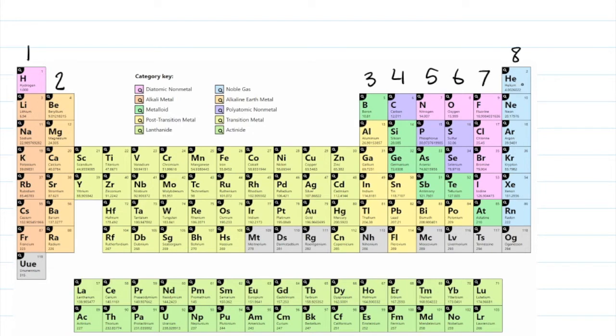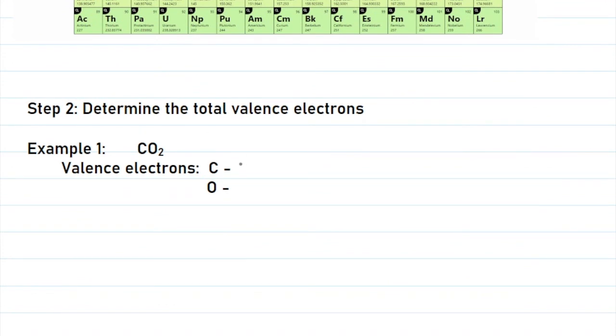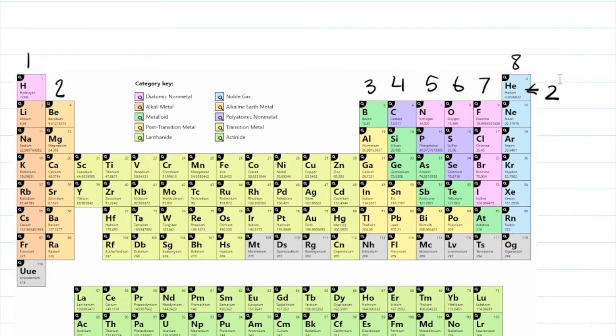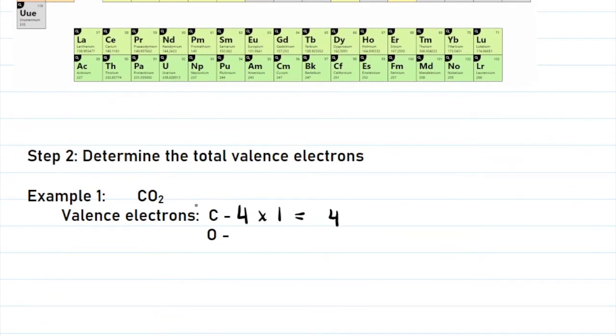And for He, helium, there is an exception. Instead, this will be 2. So this is the amount of valence electrons each group has. For C, there's 4. So if you go back down here, there's 4 times 1, because there's only 1 carbon, which is just 4. And then for oxygen, oxygen has 6 valence electrons. So then you'll go 6 times 2, since there's 2 oxygen, which is 12. And if you add them up total, that'll be 16.